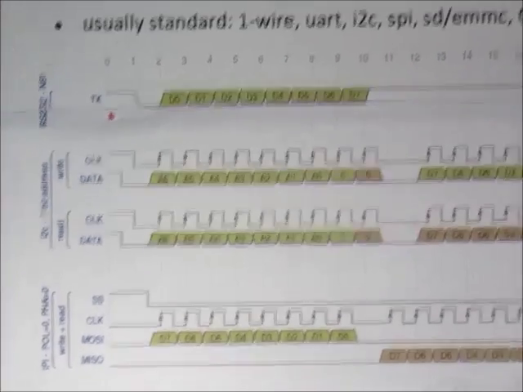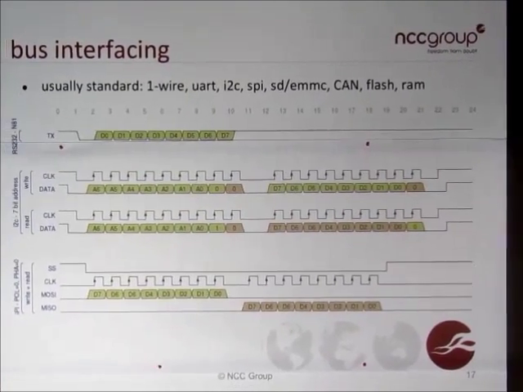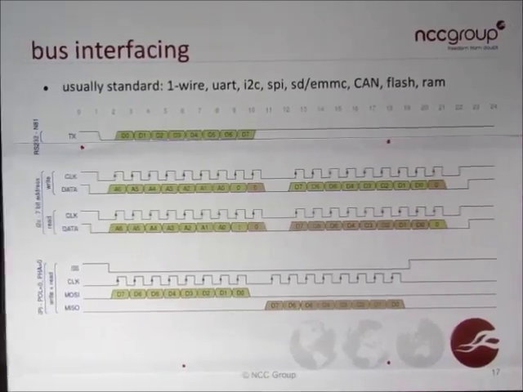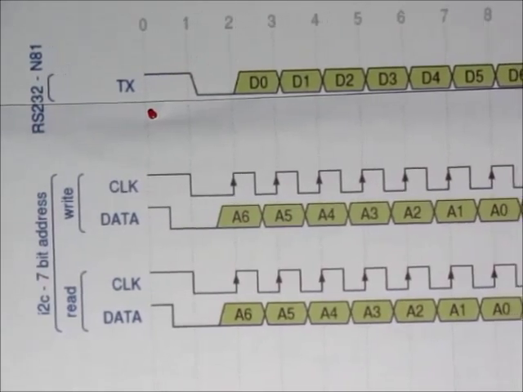So once you have access to the bus, here's some examples of some serial buses. The top one is RS-232. It's very common for a UART serial port. You'll see some kind of signal like that where you'll see the 8 bits at a time coming over in a serial fashion.